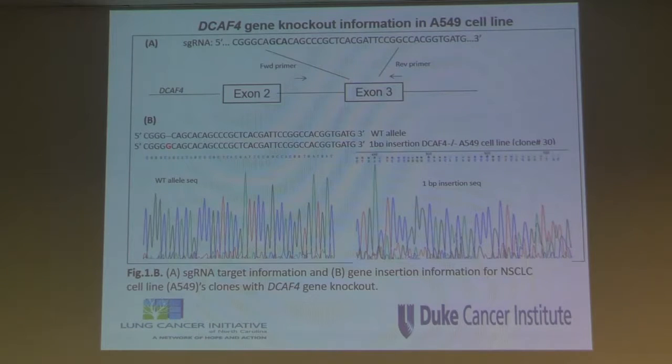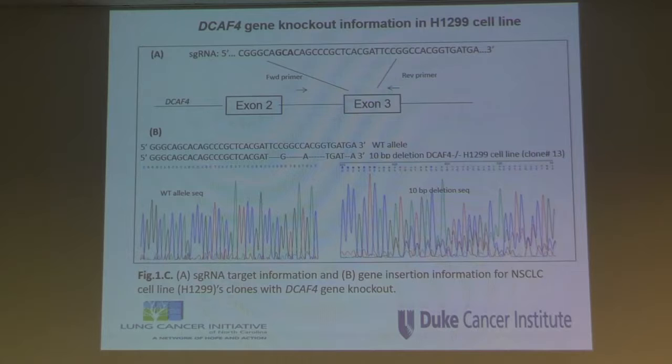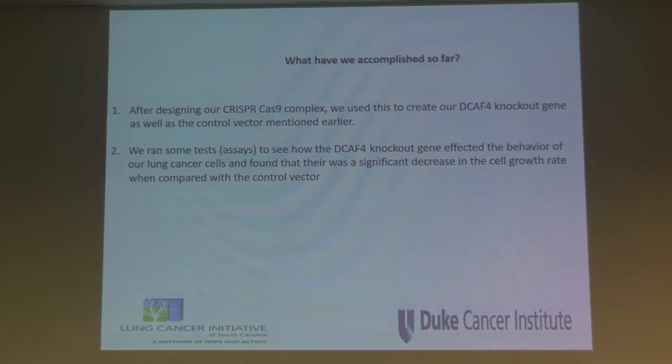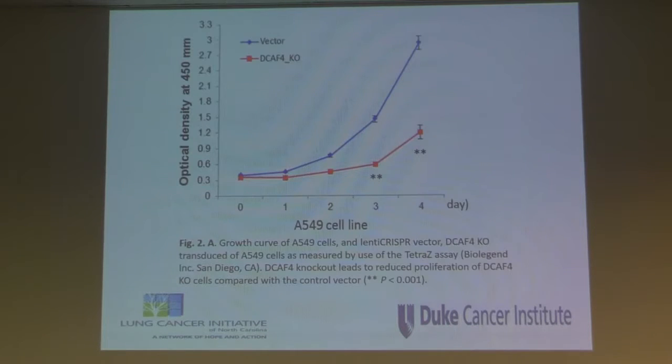And so this right here is the DCAF4 knockout information, and it's incorporated into a lung cancer cell line. And this is a different lung cancer cell line. We ran some assays to see how the DCAF4 knockout gene affected the behavior of our lung cancer cells and cell lines, and found a significant decrease in the cell growth rate when we compared it to the control vector.